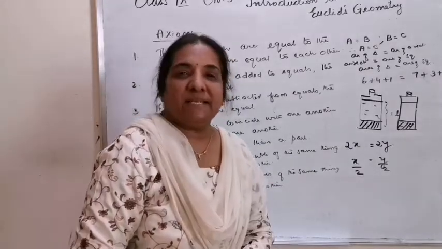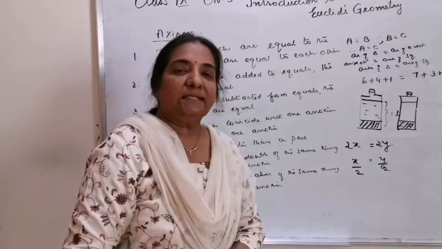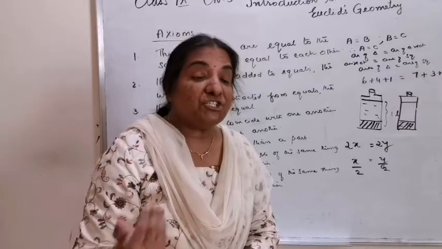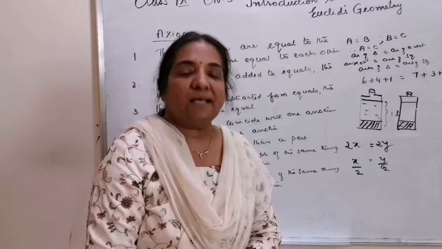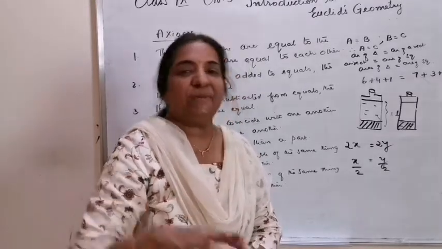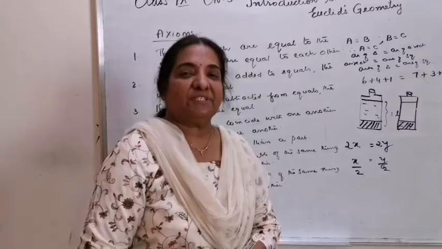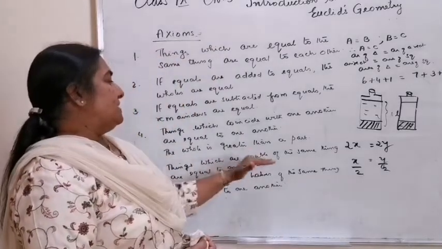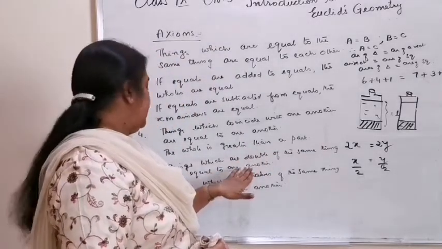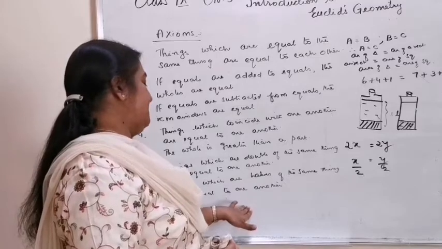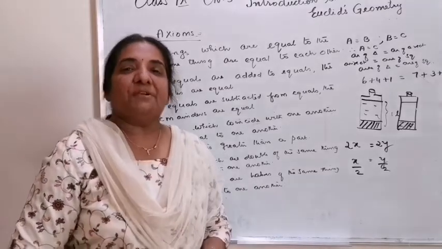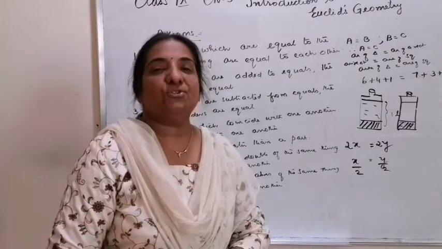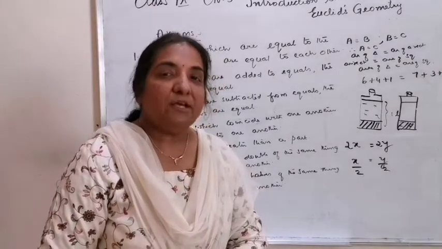x plus y plus z is equal to 180. That is the angle sum property of a triangle. What will be half of each term? Half of x plus half of y plus half of z will give you half of 180, which is the same as 90 degrees. So things which are double of the same thing are equal to one another. Things which are halves of the same thing are equal to one another. So these were the axioms developed at that time, which we are currently using in every branch of mathematics.